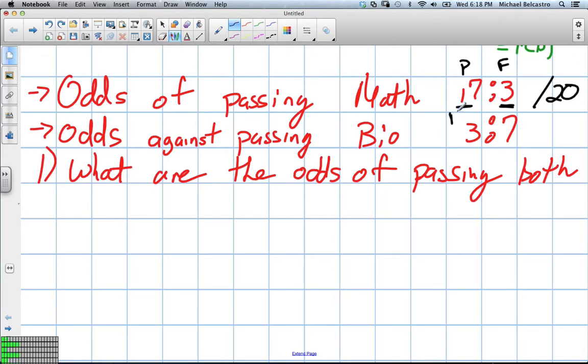Against passing means fail first, pass second. So out of 10 attempts, he figures he failed 3 times and passed 7 times. What are the odds of passing both events?